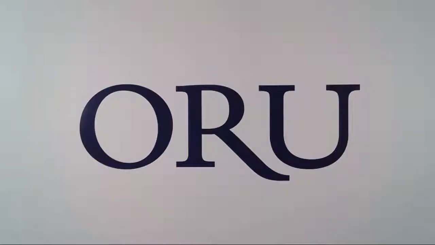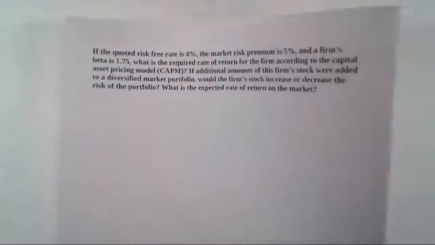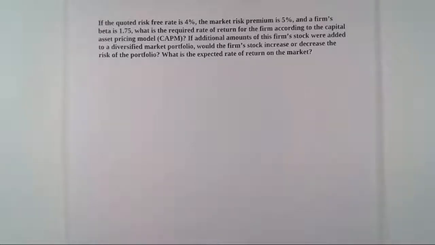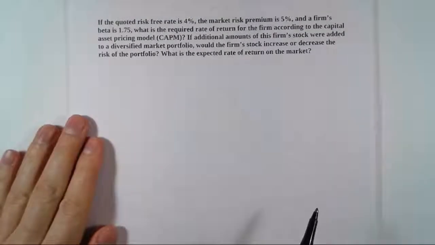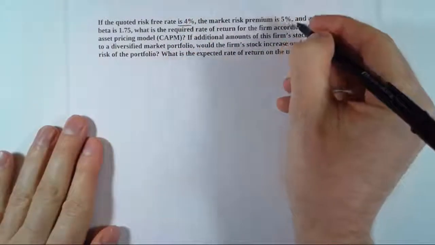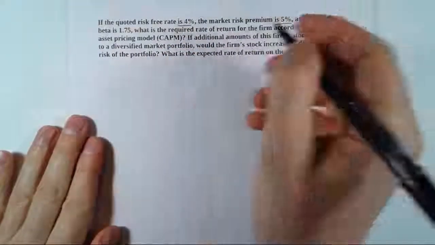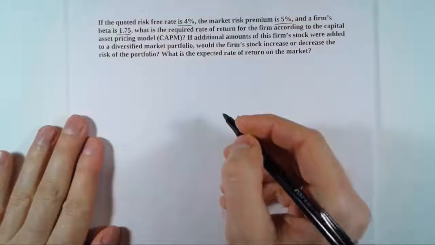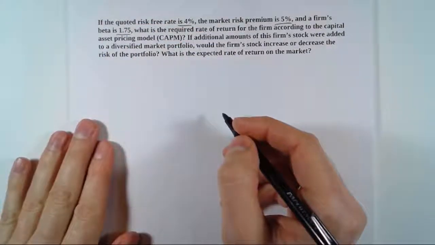All right, so in this video, we're going to look at the capital asset pricing model and how to find the required rate of return on a firm's stock using the capital asset pricing model. So let's take a look at our problem. If the quoted risk-free rate is 4%, the market risk premium is 5%, and a firm's beta is 1.75, what is the required rate of return for the firm according to the capital asset pricing model?